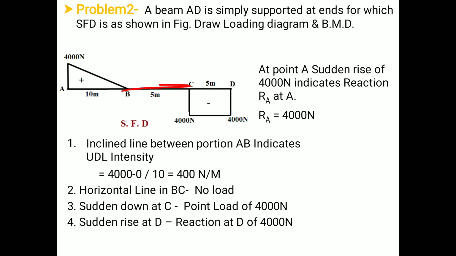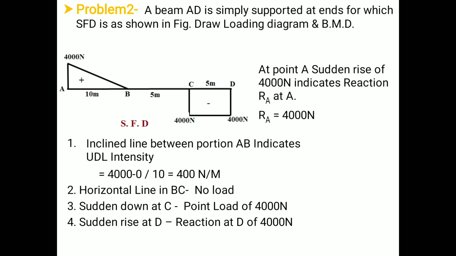Next, from B to C a horizontal line is there. A horizontal line between B and C indicates that no load is acting over that particular portion. Again, at point C we have a vertical line. The vertical line at point C indicates that again a point load or a reaction is acting at point C. So there is a sudden drop at C, from 0 to 4000. It indicates that a point load of 4000 Newton is acting in the downward direction.